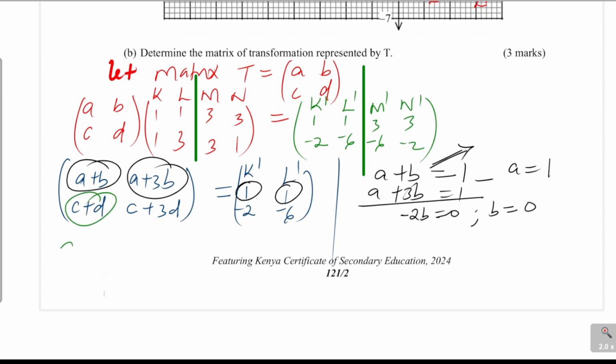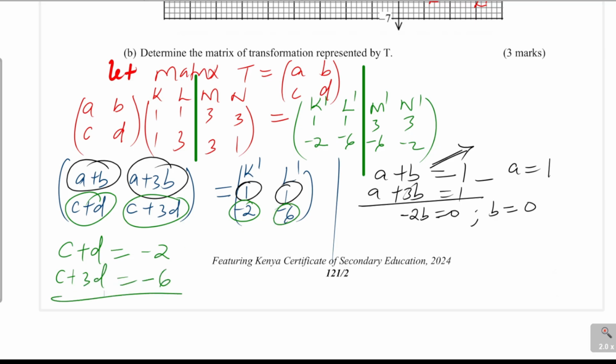Now we can proceed and use the other equations to get C and D. So C plus D is equal to negative 2, and then C plus 3D is equal to negative 6. Again, you can subtract to eliminate C. D minus 3D will give minus 2D is equal to negative 2 minus negative 6, that will be negative 2 plus 6, which is 4.